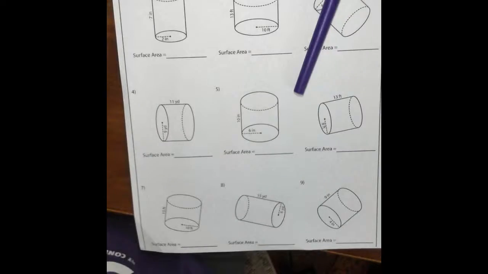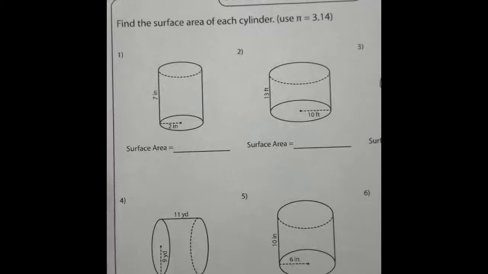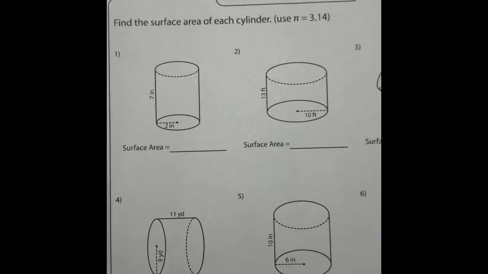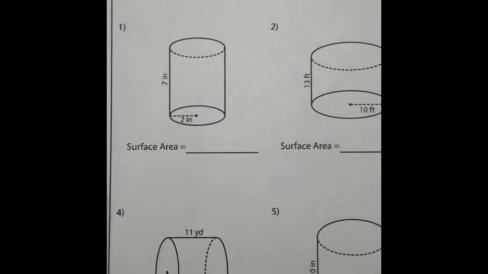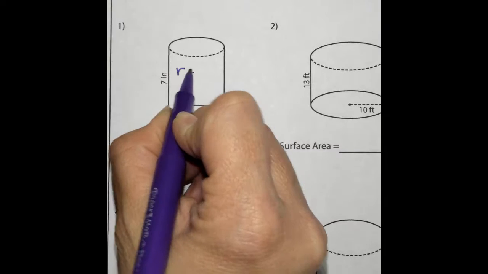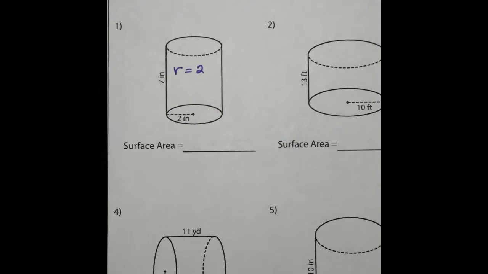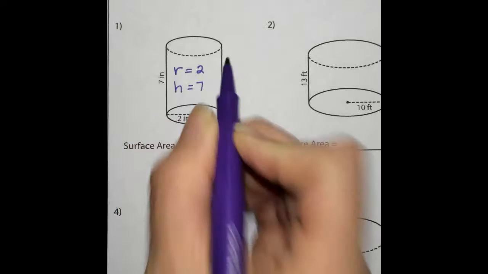Okay, so surface area. Remember the things we need with surface area. We need to know the value of pi, we need to know the radius, and we need to know the height. So if I look at my first cylinder, I know I have a radius of 2 because it's only half of the circle, and my height is 7.